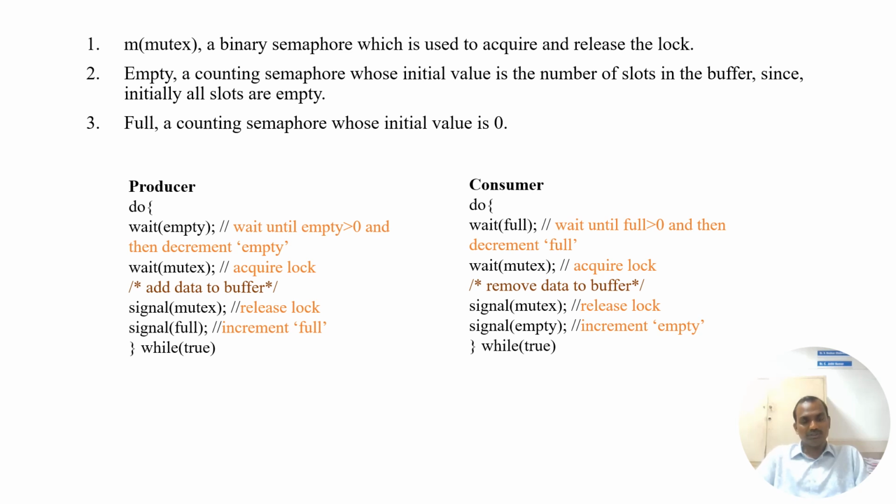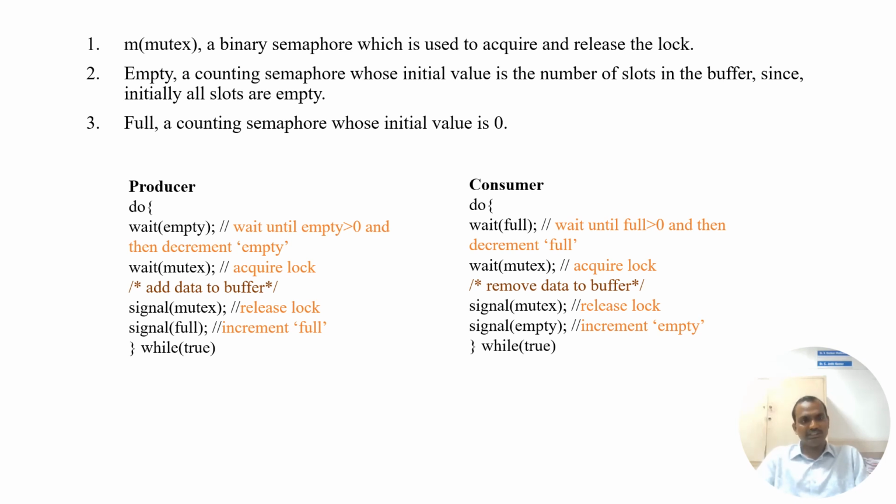If the buffer slots are empty, then we can insert data into the buffer. Wait of mutex means that we are acquiring a lock. You know what a mutex is? It is a binary semaphore used to acquire or release a lock. So wait of mutex acquires a lock, and once we acquire the lock, the consumer will not enter the buffer. It will wait for a period of time until the lock is released, so we can add the data in the buffer.